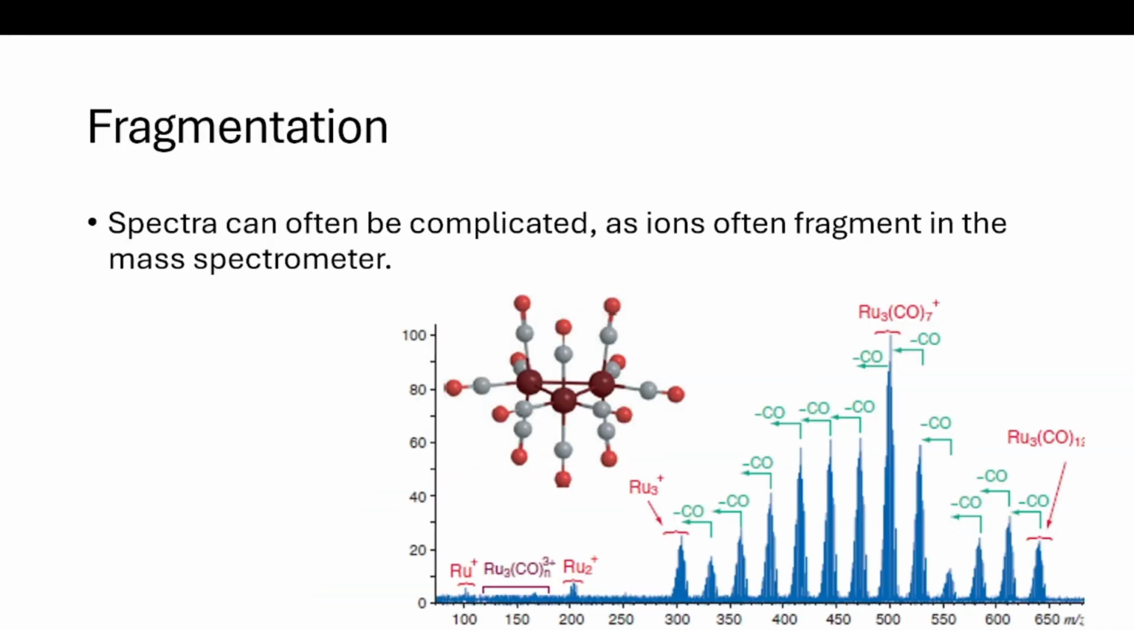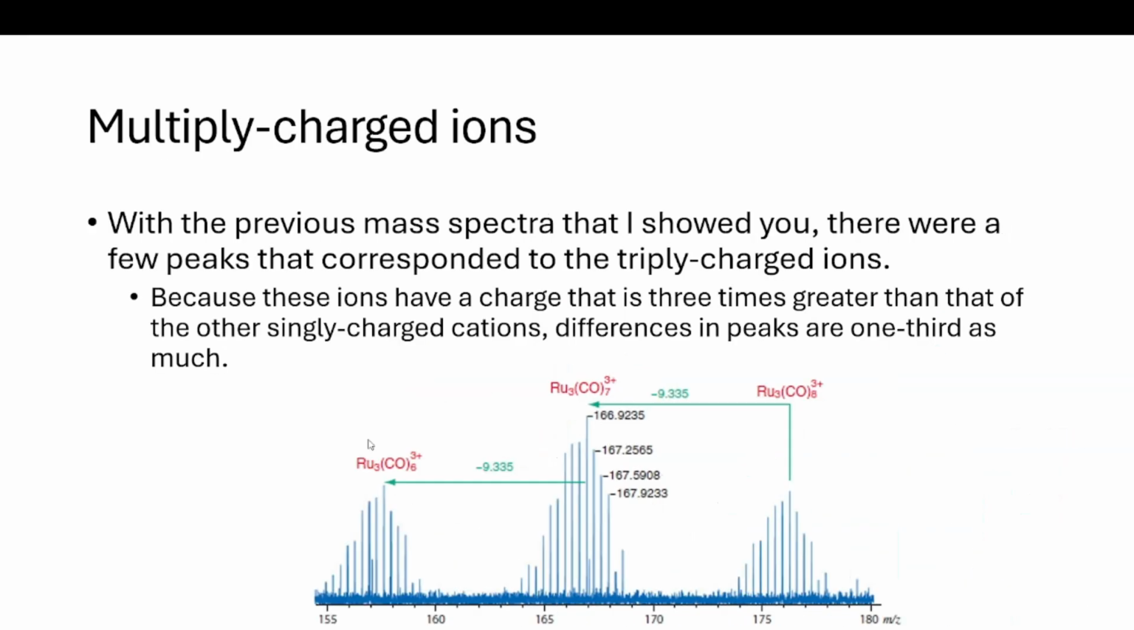And in addition, we can see that these peaks all correspond to singly charged ions. But this specific region, if we zoom in on that, is triply charged, meaning that we're actually going to get 3 distinct peaks. However, because they're triply charged, the differences in peaks are 1/3 as much as those singly charged differences.